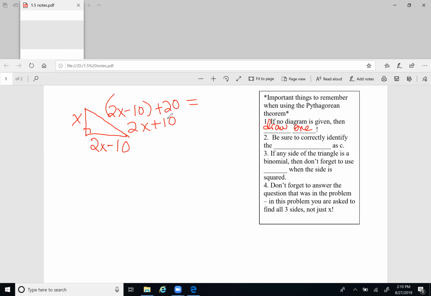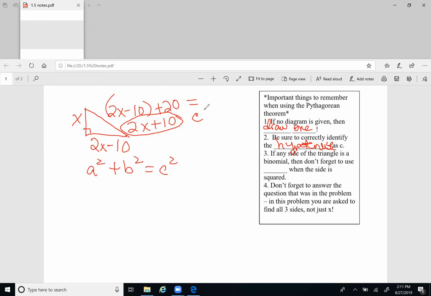Okay, so we have translated all those comparisons, labeled our right triangle that we put on our paper. Now, before we get ready to plug into the Pythagorean Theorem, we need to make sure we've written that down. Our a squared plus b squared equals c squared. And we have to be sure we correctly identify the hypotenuse as c. So we said that the hypotenuse was 2x plus 10. So I've got to be sure that goes in place of c when I plug into this.